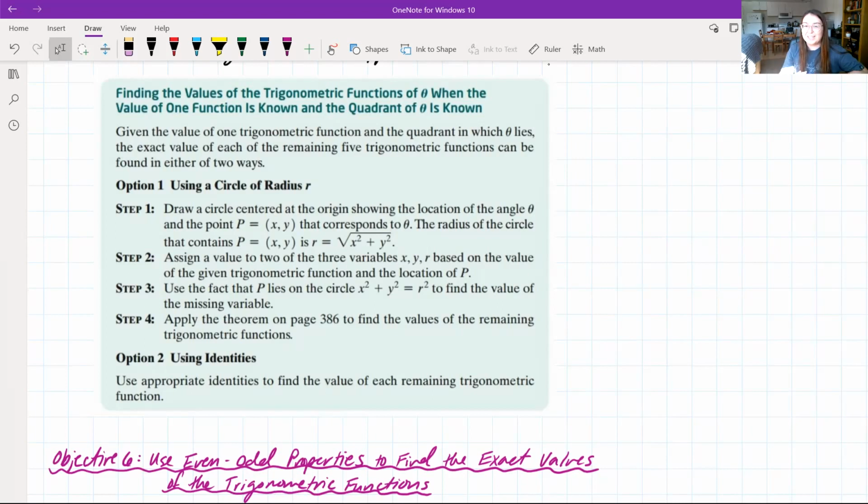Option 2, use identities. So option 2 would be just use the appropriate identities to find the value of each remaining trigonometric function. So fairly straightforward there.